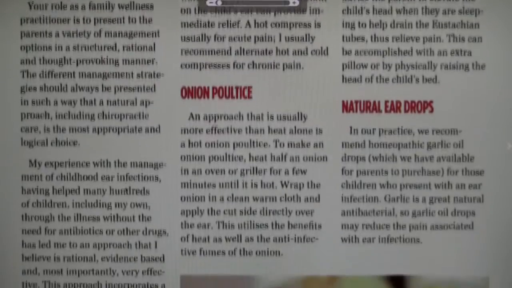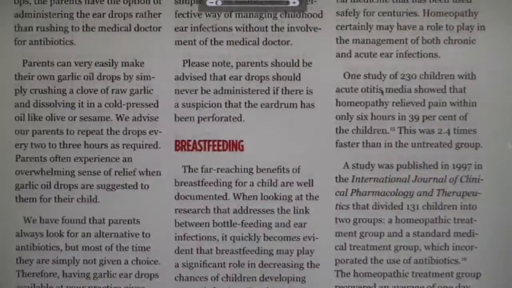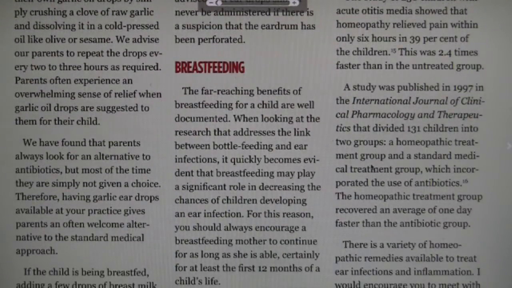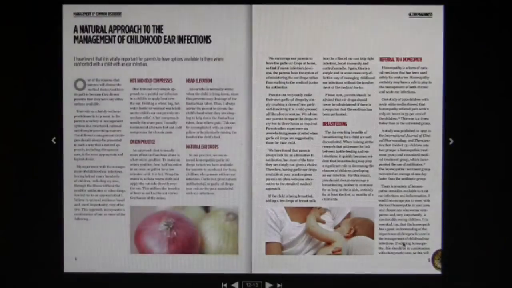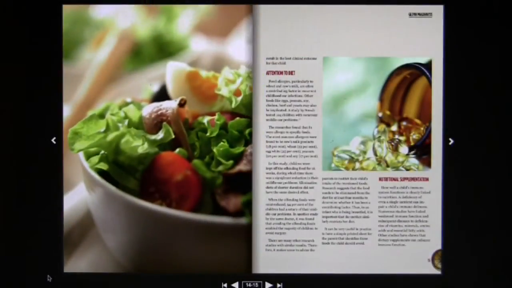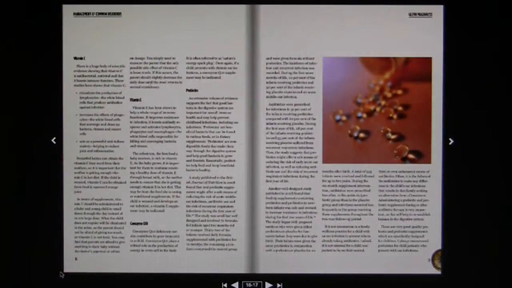Depending on individual circumstances, this discussion may include basic information on hot and cold compresses, the importance of elevating the child's head. Perhaps you may touch on the use of natural ear drops or the referral to a homeopath, or maybe to simply encourage the mother to continue to breastfeed. You may explore the importance of diet and nutritional supplementation, including probiotics, again using research to support what you say.